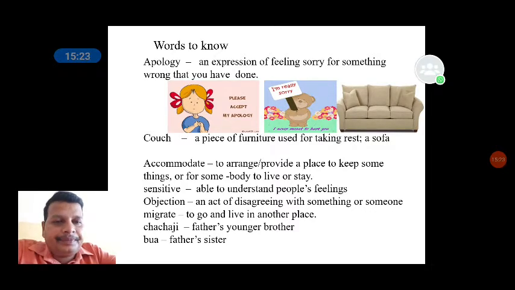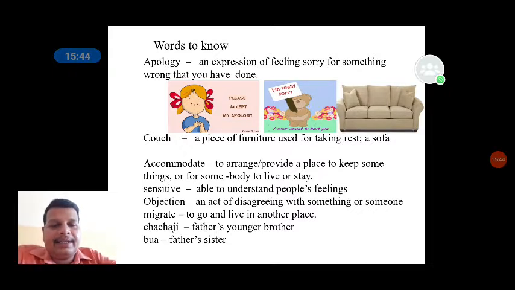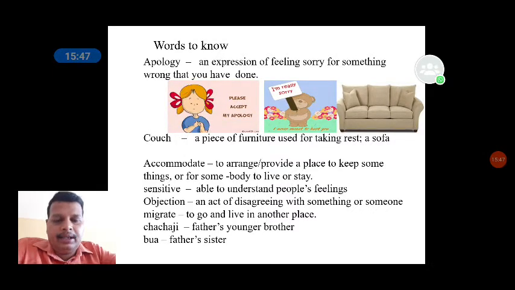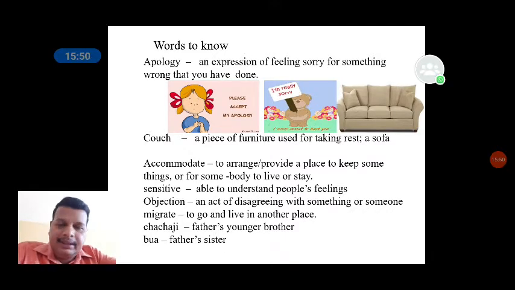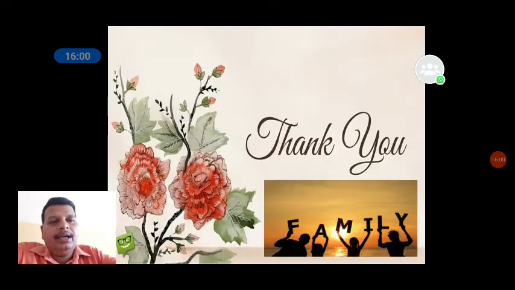Okay, migrate. Chachaji means father's younger brother. Bua means father's sister. In English we call aunt. In Kannada, atte. We pronounce atte. Okay children, in the next class we will observe whether Anjali gives her room to her grandparents, Dada and Dadi. In the next video we will observe.